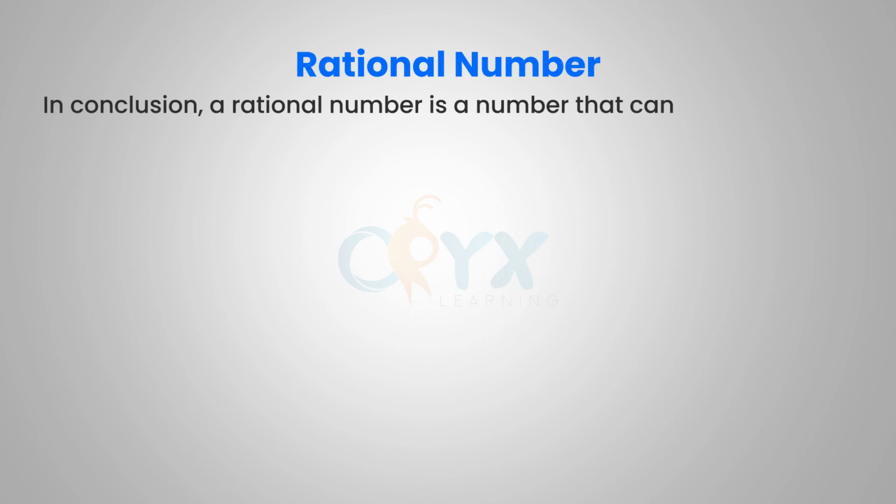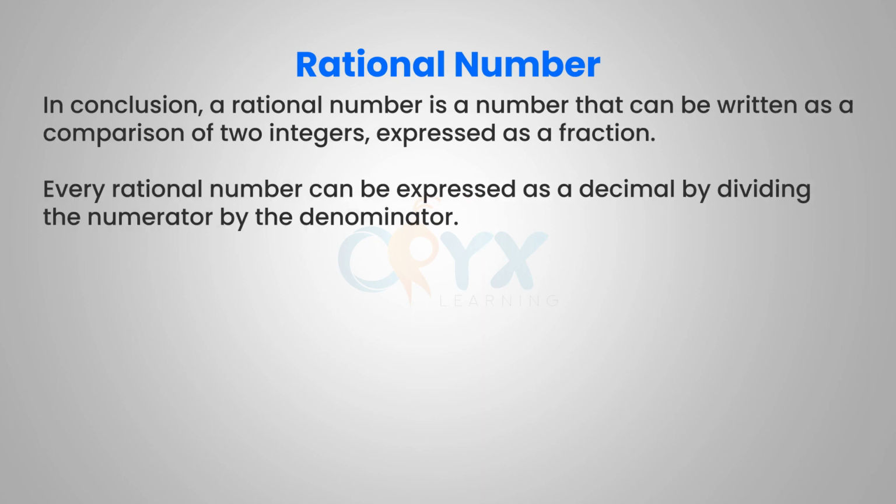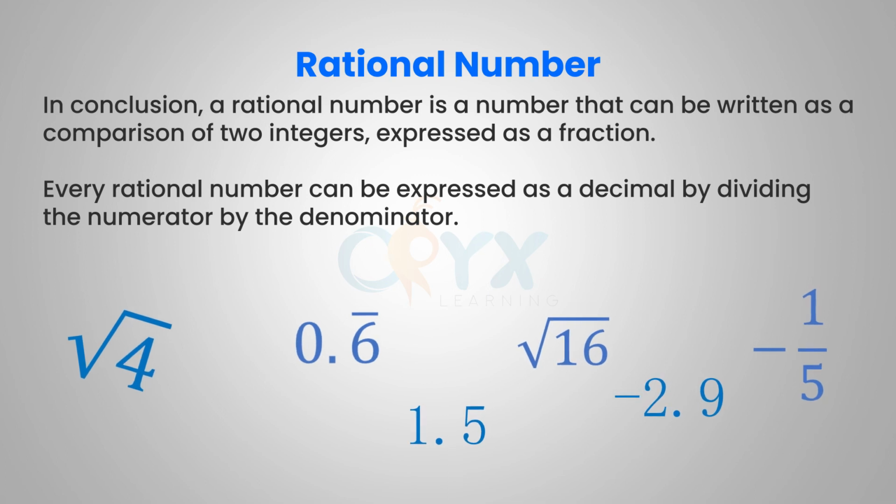So in conclusion, a rational number is just a number that can be written as a comparison of two integers expressed as a fraction. And every rational number can be expressed as a decimal by dividing the numerator by the denominator. Remember, negative numbers, positive numbers, fractions, decimals, square roots of perfect squares, and repeating decimals are all rational numbers. So that's it for the lesson.